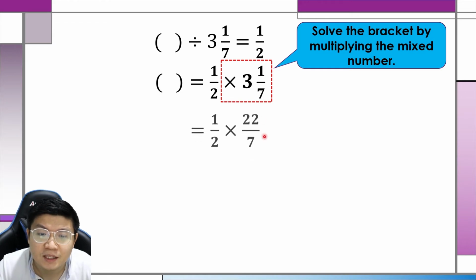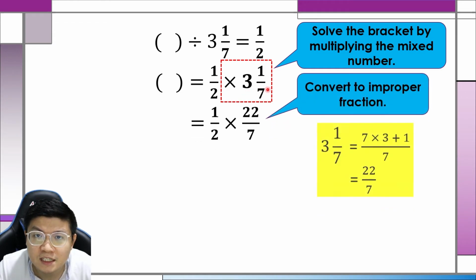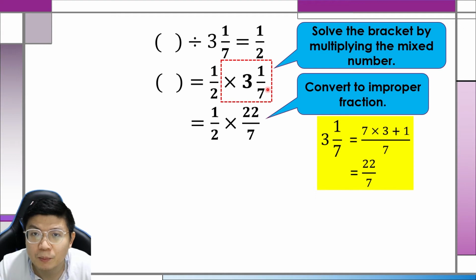Okay. Then I convert this into an improper fraction because it is a mixed number, right? So by taking 7 times 3 plus 1. So 7 times 3, 21 plus 1, which is 22 over 7. Then put it back here.